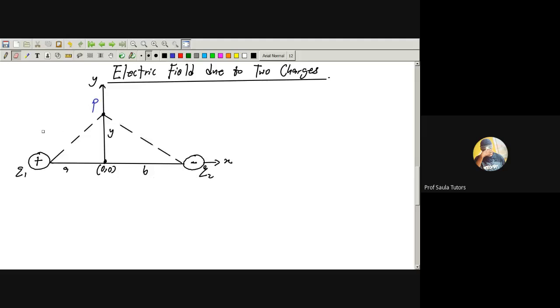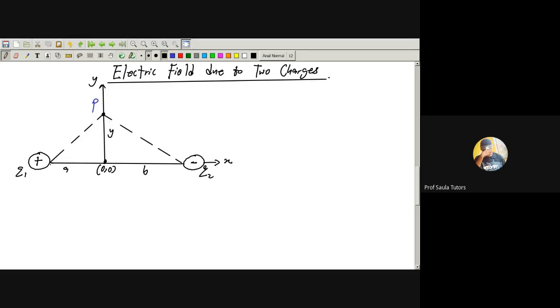Now, find the components of the net electric field at point P, which is at coordinate (0, y). What is the meaning of coordinate (0, y)? It means that point P is on the y-axis. Are we together? So what do we want to find? The net electric field. Remember that Q1 will create some electric field at P. Also, Q2 will create some electric field at P. So what is now the net electric field? That's what they are telling you to find.